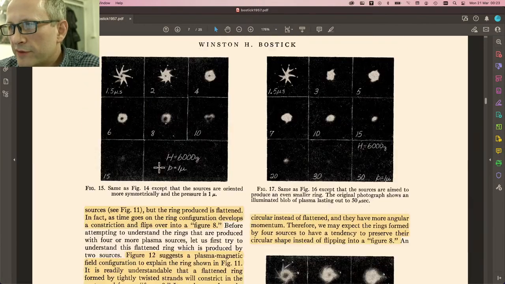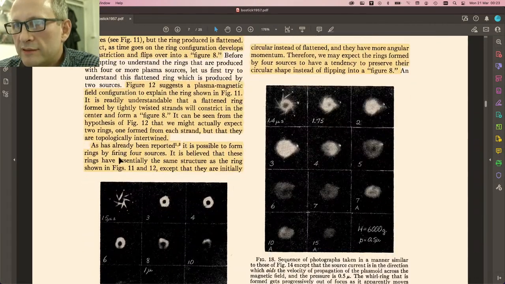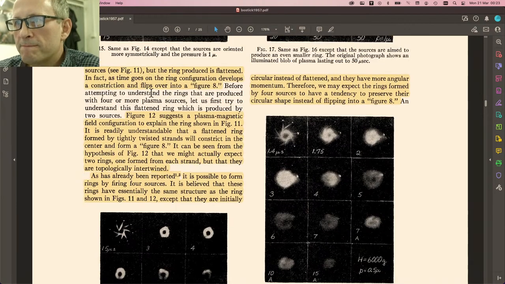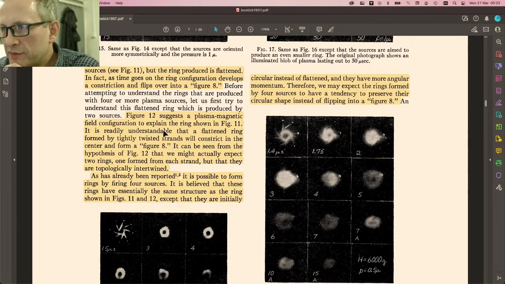Production of rings, figure 12. Figure 12 suggests a plasma magnetic field configuration to explain the ring shown in figure 11. It is readily understandable that the flattened ring formed by tightly twisted strands will constrict in the center and form a figure 8. It can be seen from the hypothesis on figure 12 that we might actually expect two rings, one formed from each strand, but they are topologically intertwined.